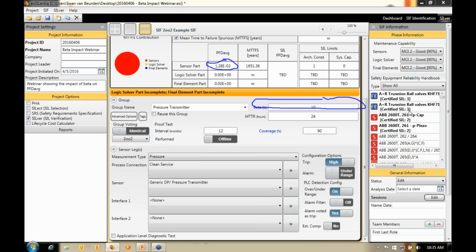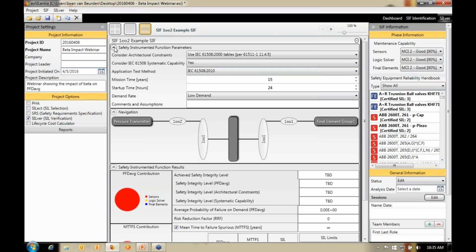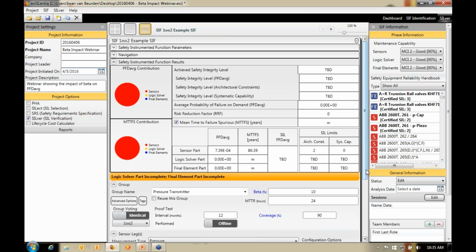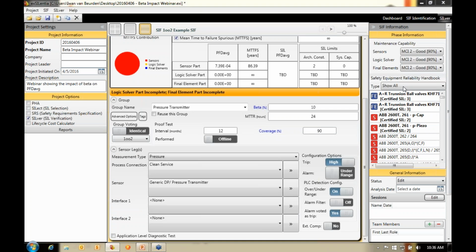So let's go back to the previous SIF, the 1oo2 SIF. Do the exact same thing. Play with common cause, but focus on spurious failures. So let's see what we can do here. We'll start with 0%. The system is a true redundant 1oo2 system. The spurious trip rate is 82 years.